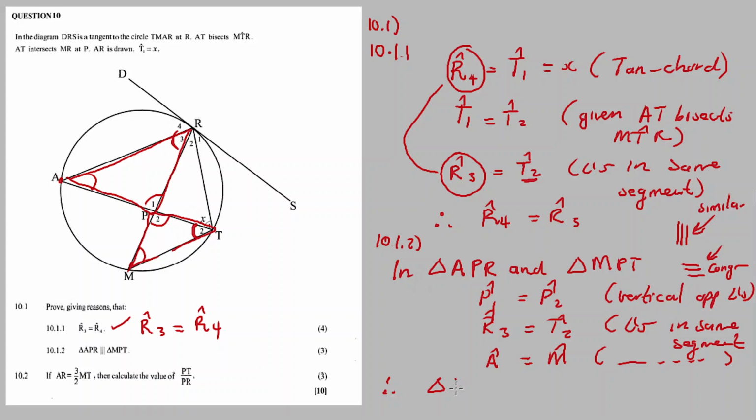Therefore, triangle APR is similar to triangle MPT. We prove similarity using the angles. Please write this statement including the reason. Sometimes I see students leave this out. They just show the angles and leave it like that. There is no need to write the ratios as well. Just leave it. Alright.